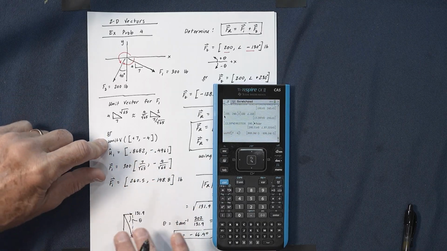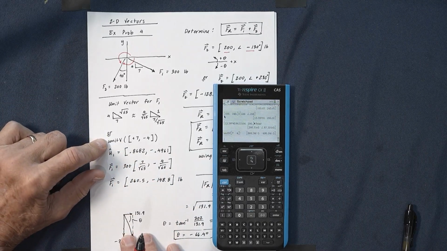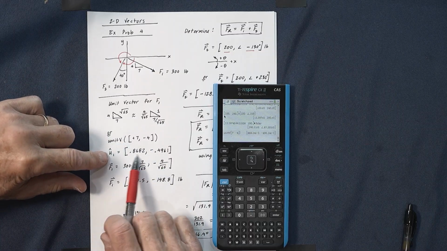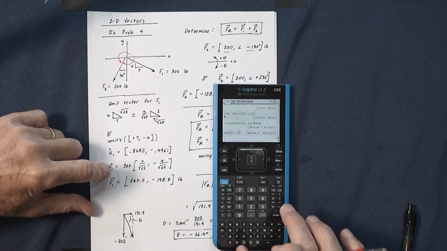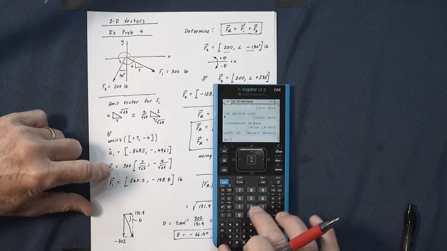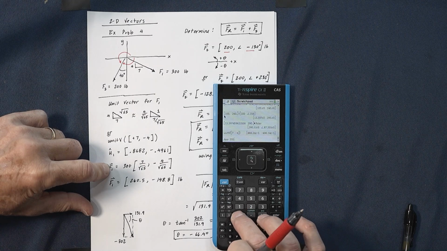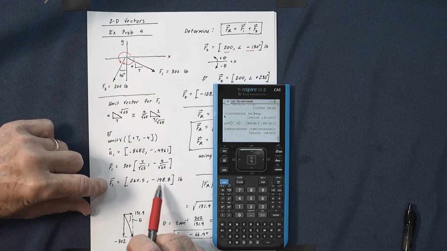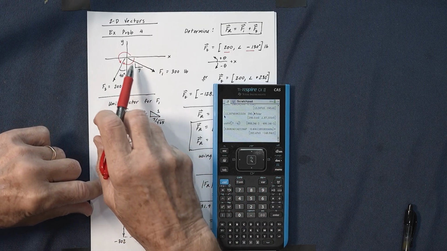Isn't this unit vector function super easy? It's just super easy. It's a great way of dealing with these slopes. This is my unit vector. I take this times 300. And I get 260.5 and minus 148.8 as my components of F1.